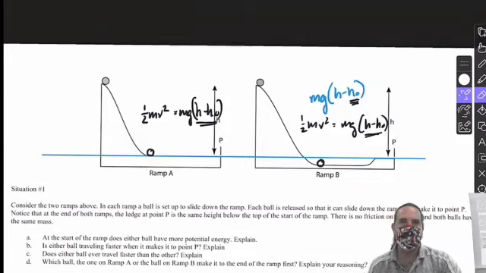Yes, I think you would. I think you'd have to state what you mean by the reference level in context to MGH. I think as long as you do that, though, you're fine. Does that make sense? Okay. All right. That was only part A.